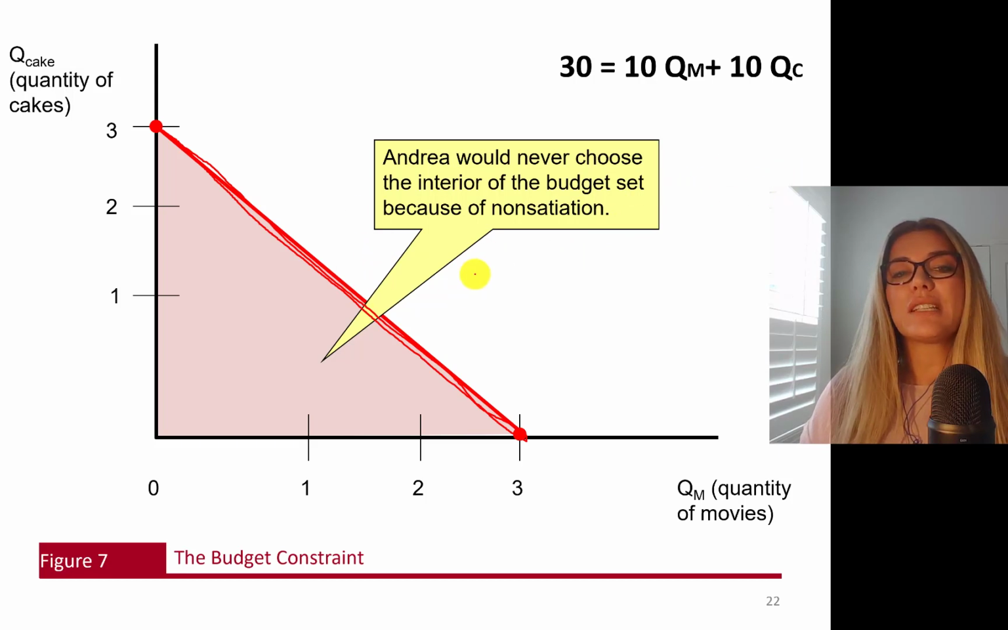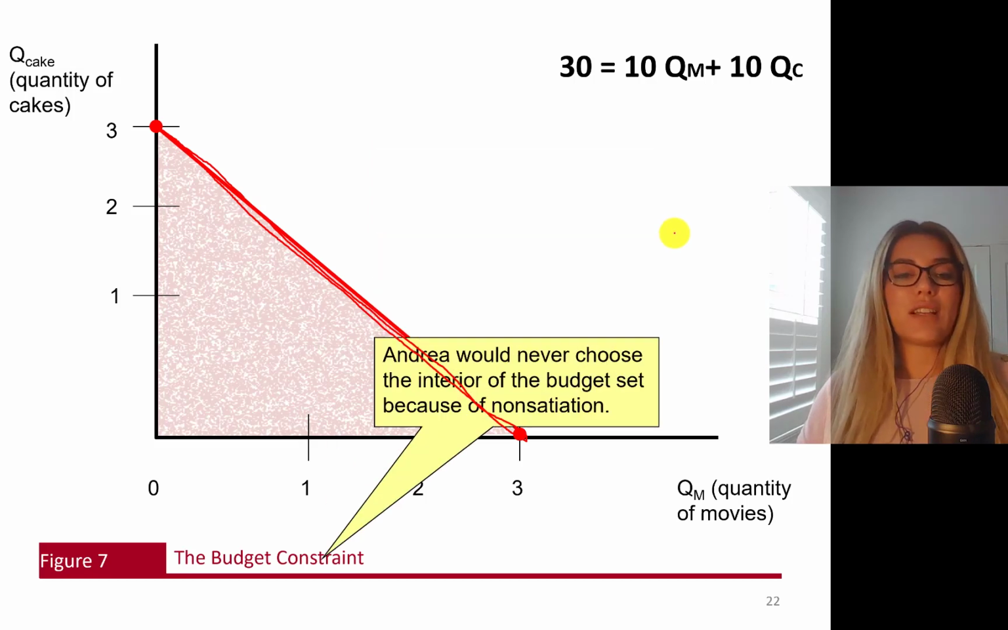She will never choose interior points, these pink points, because of non-satiation. Why should I not spend my money? I can actually spend all my money and be more satisfied.